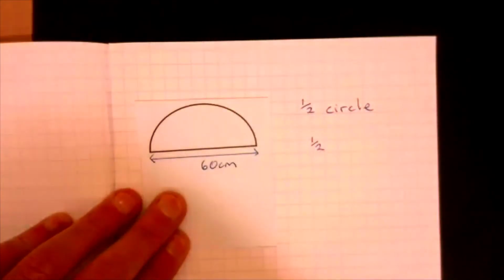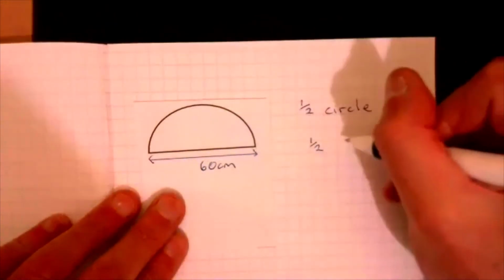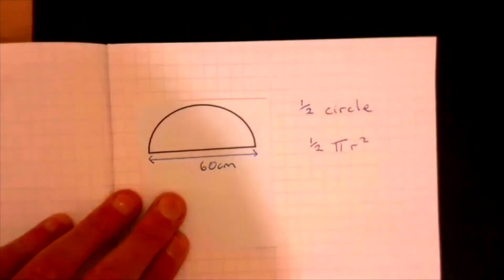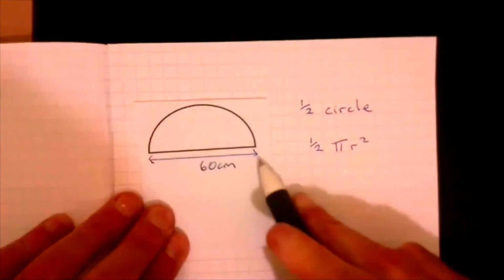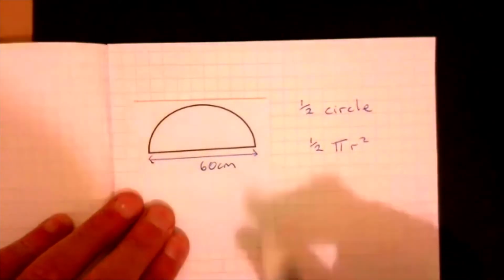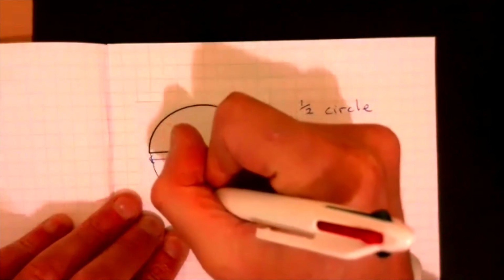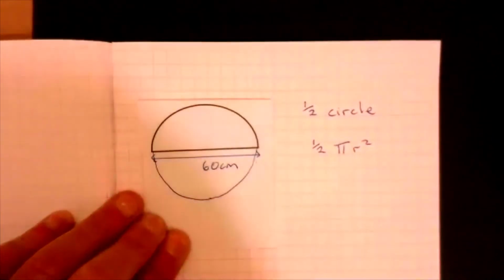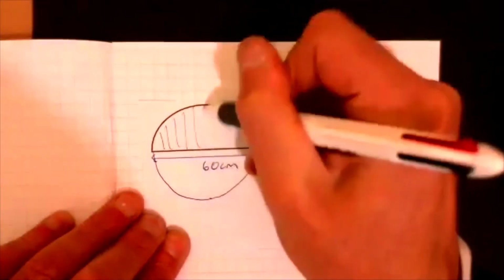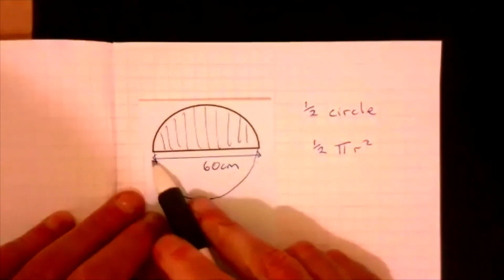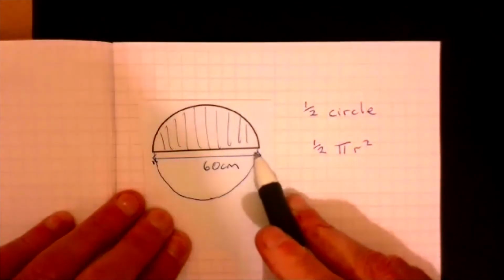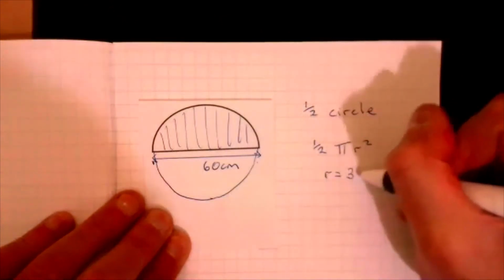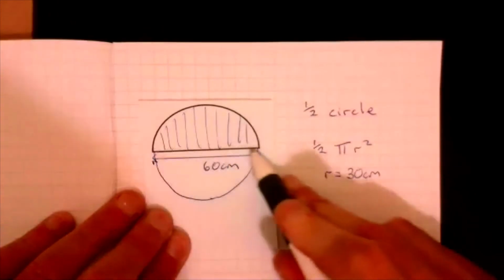So half is going to be pi r squared. Right, what's r? Wait a minute, is this 60? Is that the radius? Well, if I were to draw the whole circle, a little bit freehand, obviously I only want this bit of the circle. We only want half the circle. That's telling me the diameter of the circle. So the radius must be 30 centimeters. That's the diameter it's giving me.